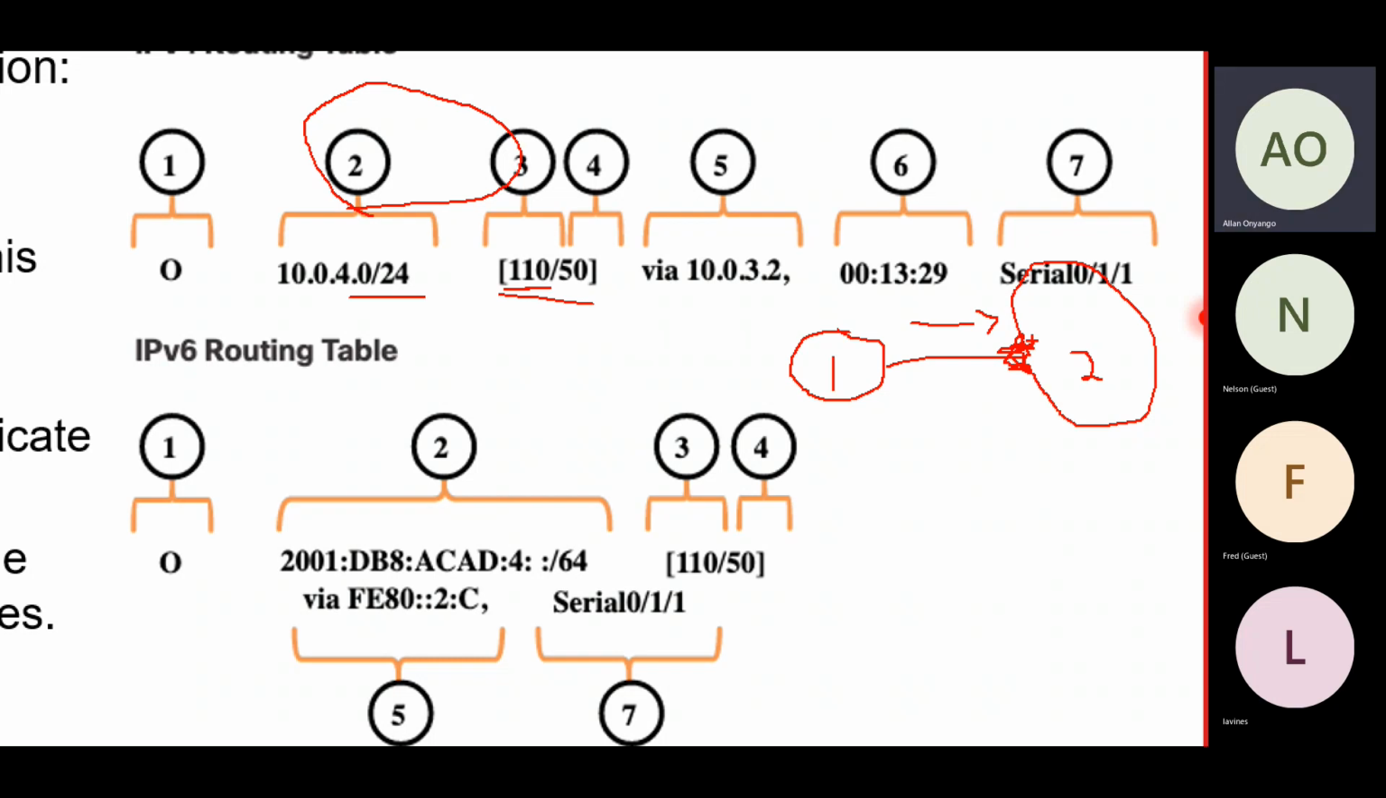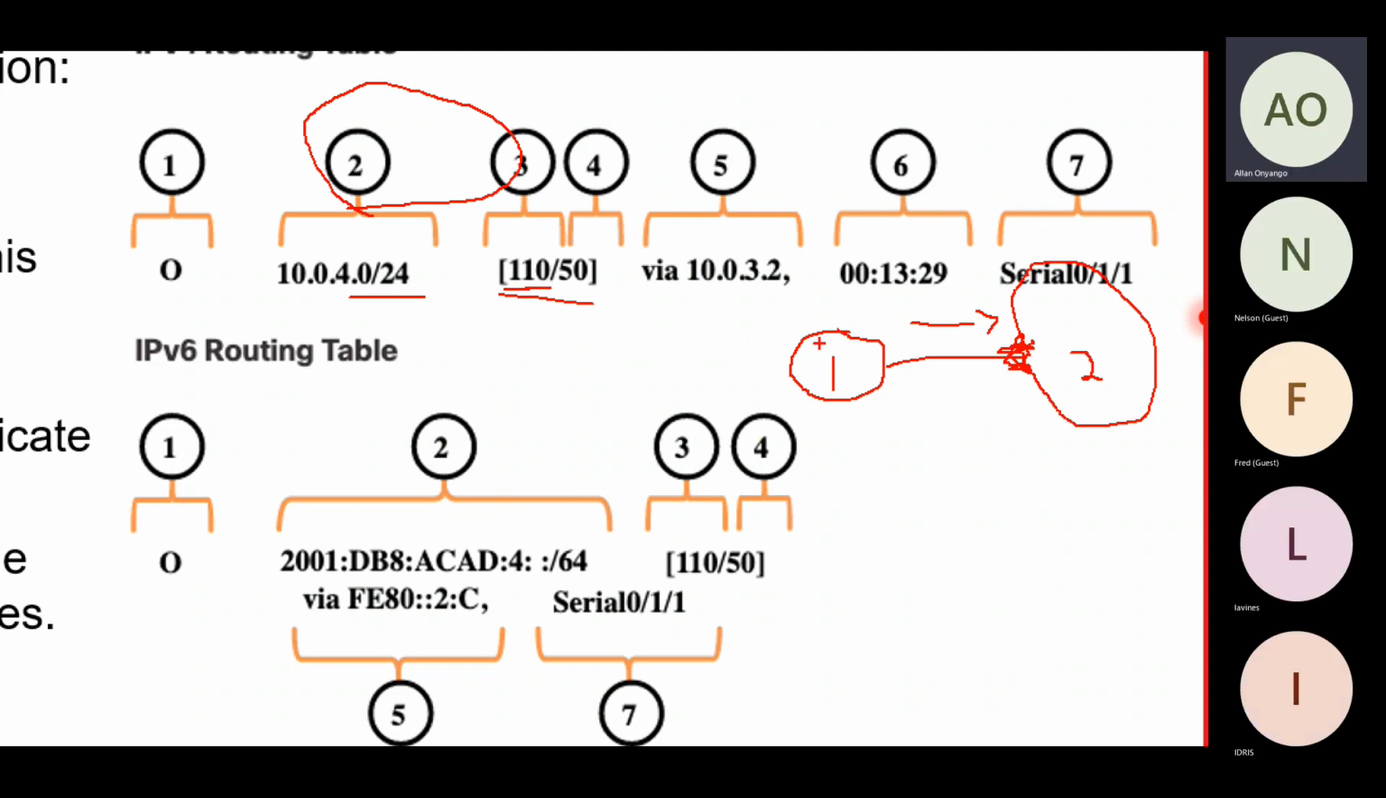Then the last one is 7. 7 is always the exit interface. We know that when traffic is leaving R1, or network router 1, to go to router 2, the interface through which traffic leaves the router, okay, the interface through which traffic will leave R1 to go to router 2, is called the exit interface. All right. And so column 7 will always be the exit interface.